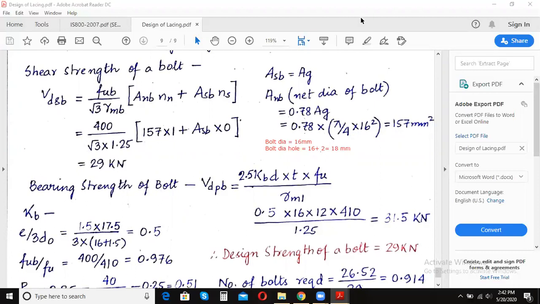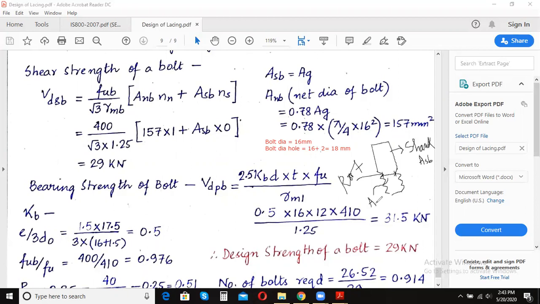Whenever you are considering a bolt, you will have two portions in a bolt, right? The circular portion here is known as the body or the shank, and the area corresponding to this shank is written as ASB. The other portion consists of roots. This point is known as a root. The area corresponding to this root section is denoted as ANB.